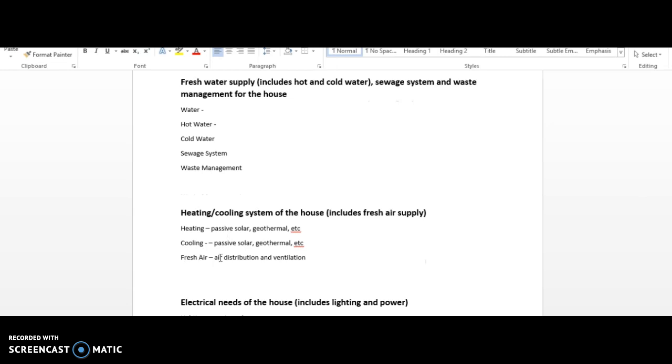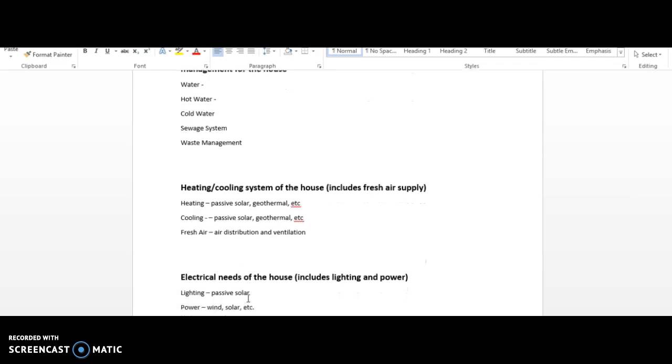Fresh air. Air distribution and ventilation. You need to keep air moving through your house. Every house has ventilation through usually your attic. You have attic vents. How are you going to keep air moving through your house? Are there certain times of day where you will open up the windows, open up the blinds, for example, would be another example of maybe ways you could either have heat coming into the house or retain the heat that is in your house.